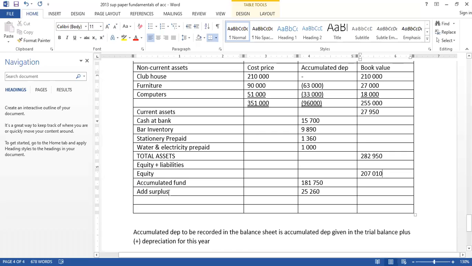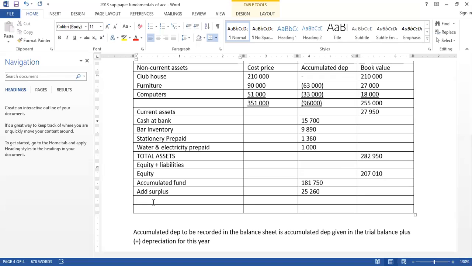Now the surplus is just the net profit. You know, in trading businesses, you have capital. So accumulated fund is the same as capital. Surplus is the same as net profit. It's only that the terms are different because of the different types of businesses that we are dealing with.